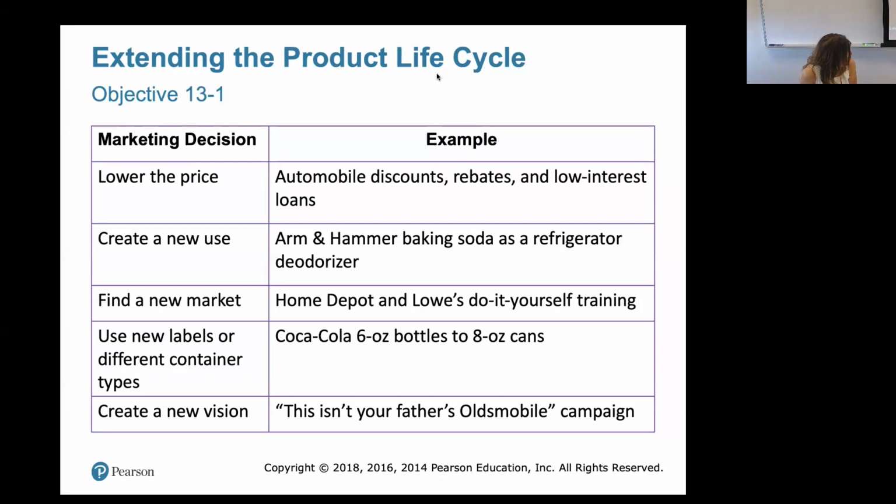Use new labels or different container types. Coca-Cola has 6 ounce bottles or 8 ounce cans, right? A lot of times you see that on the airplane, by the way. You see the smaller cans.